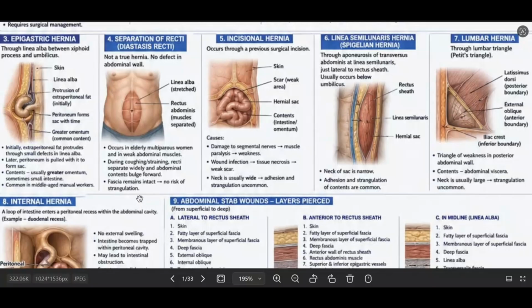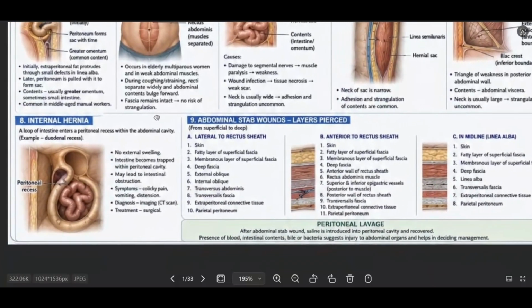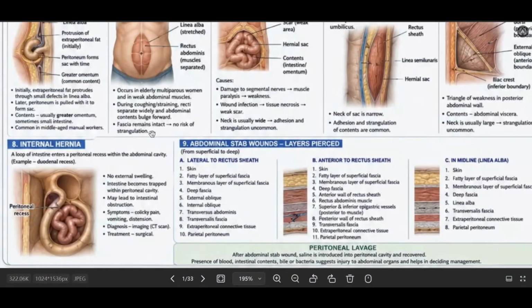Now let's move towards the next hernia, and that is the internal hernia. Okay, now what is the internal hernia? Unlike other hernias, there is no external swelling in case of internal hernia. That's why it is called the internal hernia, because there is no external swelling.